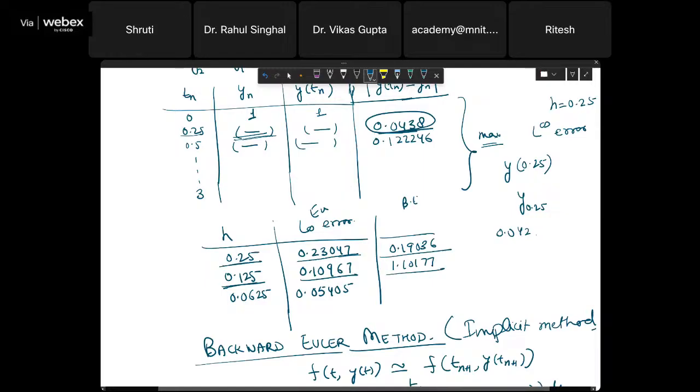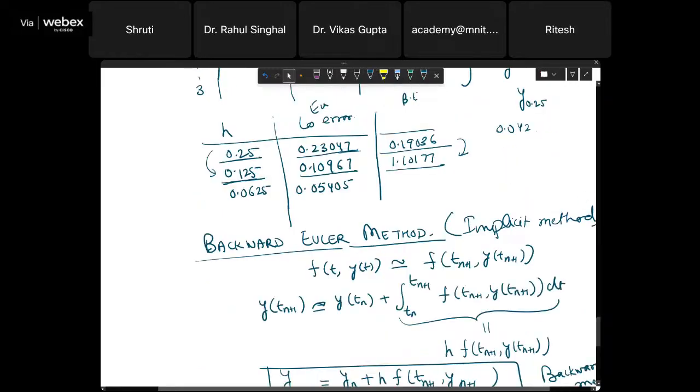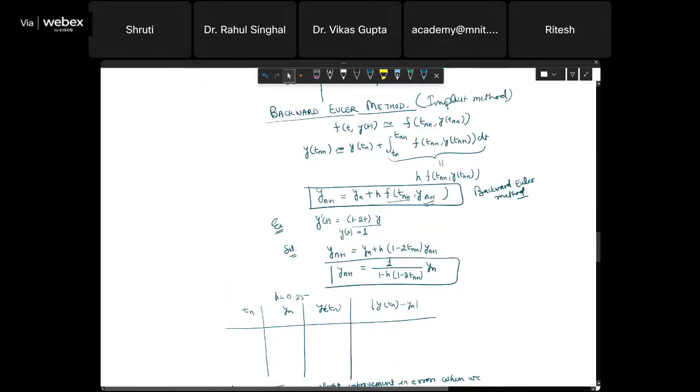Error is slightly lesser than the previous method, but the decrease in the error as you decrease the step size is showing the same pattern, that error is becoming half of the previous one if you reduce the step size to half of the previous one. Okay, so in this way it is going on. So this is the backward Euler method and Euler method concept.